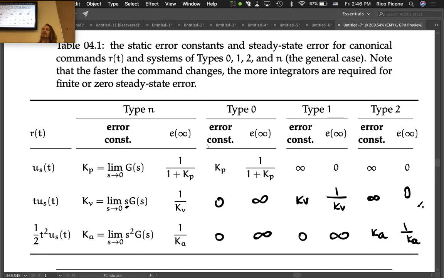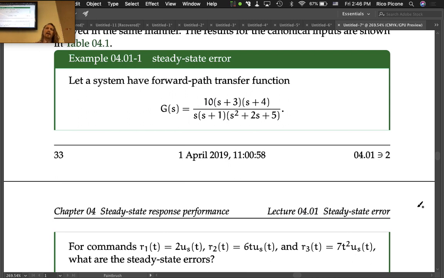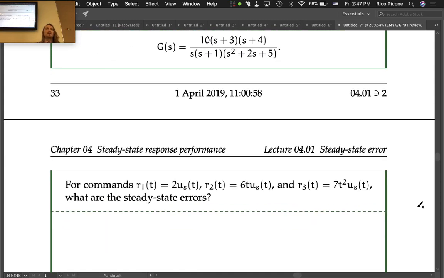This is like a shortcut to the answer. We'll do this example here, and we'll see how easy it is to do this using the table. So let a system have a forward path transfer function, such and such, with three commands: R1 being some scaling of the unit step function, R2 being some scaling of the unit ramp function, and R3 being some scaling of the unit parabola. What are the steady state errors?